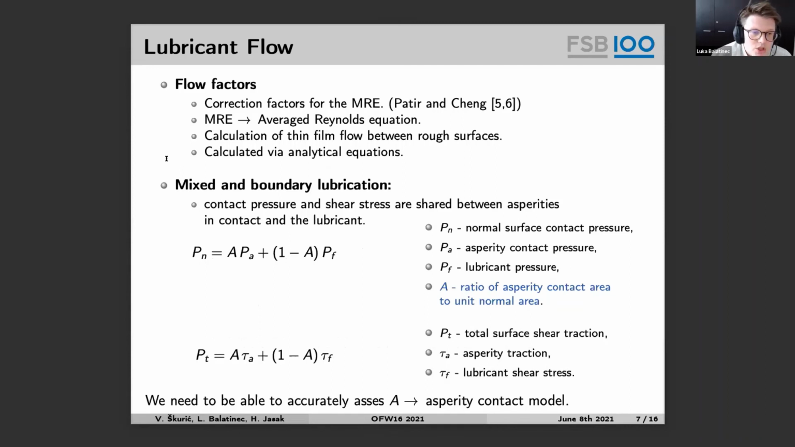So we already mentioned that in the mixed and boundary lubrication regimes, the contact pressure and the shear stress are shared between the asperities in contact and the lubricant. And our methodology, our framework, uses a ratio called A. This is the ratio of the asperity contact area to the unit normal area, used to calculate both the normal surface contact pressure and the total surface shear traction. This means that we need to be able to accurately assess A, and for that, we need a very good asperity contact model.